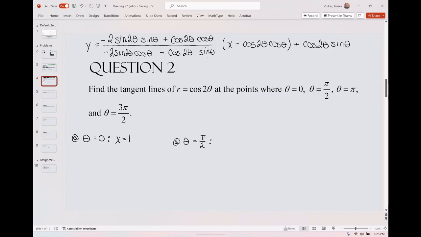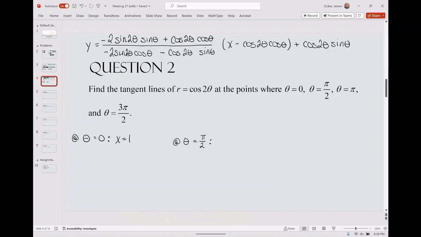Let's look at pi over 2. Cosine of pi over 2 is zero. This term is 0. That term is 0. What is sine of pi over 2? So we're going to have a -1 in the denominator. Yeah. No, +1. No, -1. I'm thinking that sine was -1.